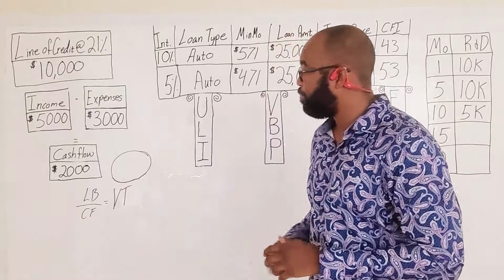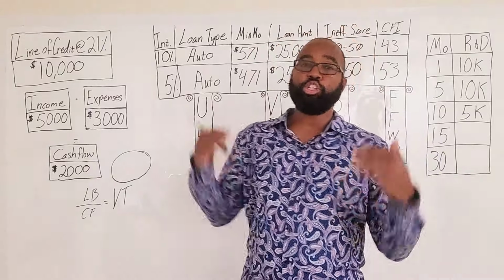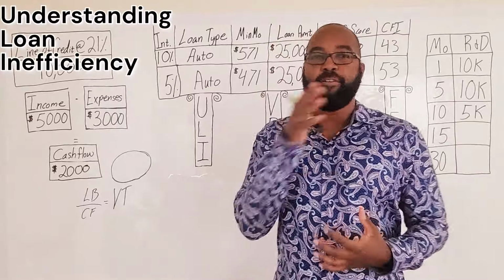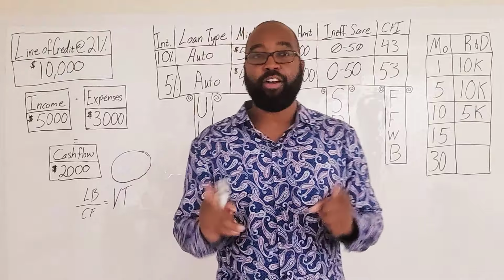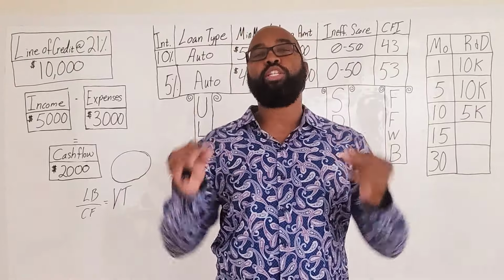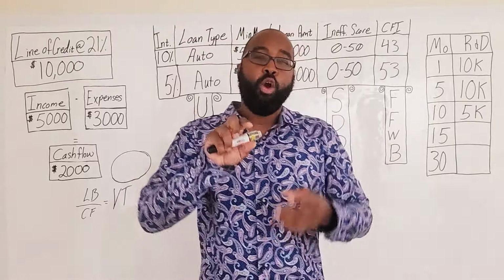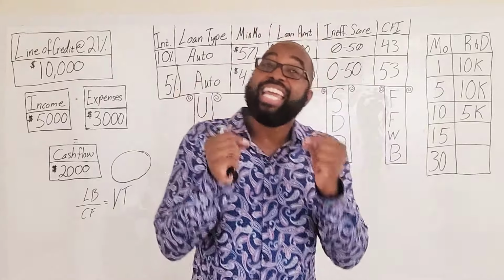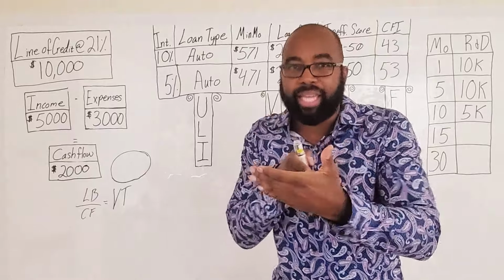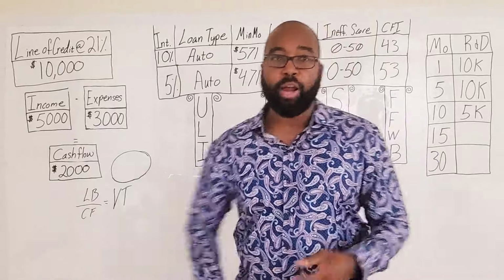Okay, so we're going to start with ULI. That's understanding loan inefficiency. You have seen the cash flow indicator and why we actually use that formula. The reason being, we want to get rid of the most cash flow sucking loans, those inefficient loans, the quickest. So they are our priority.